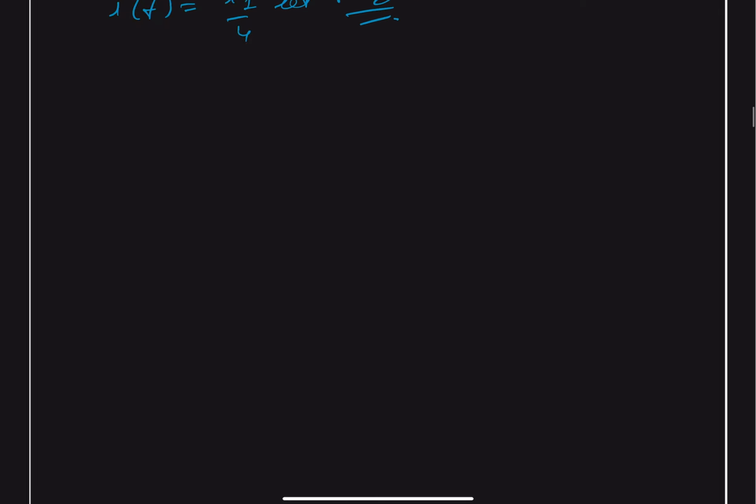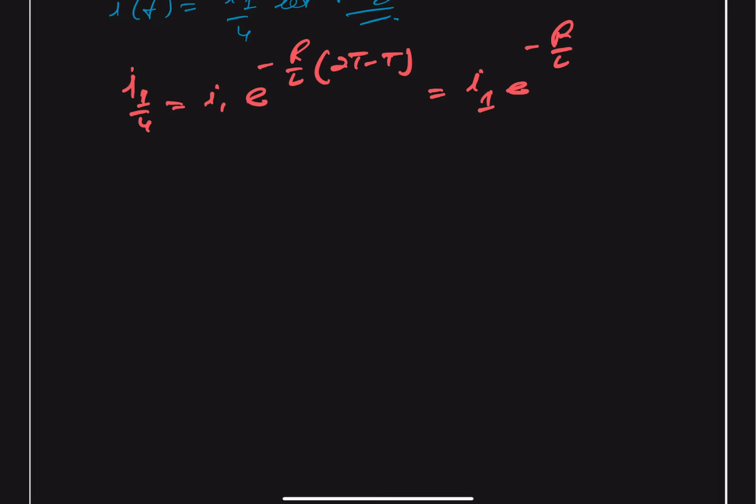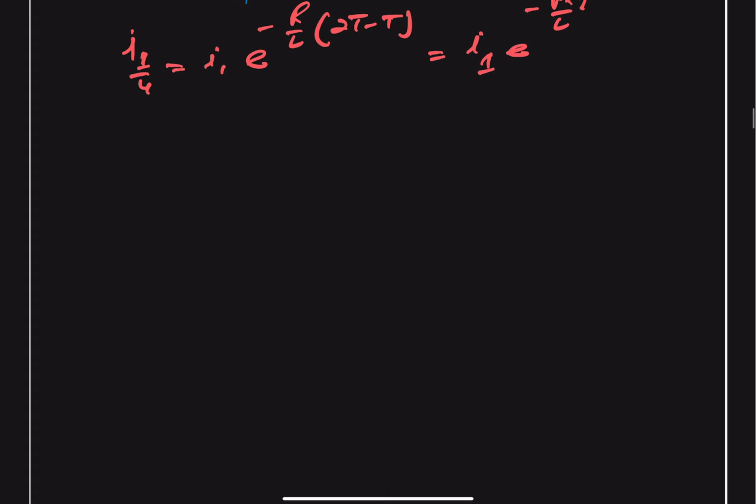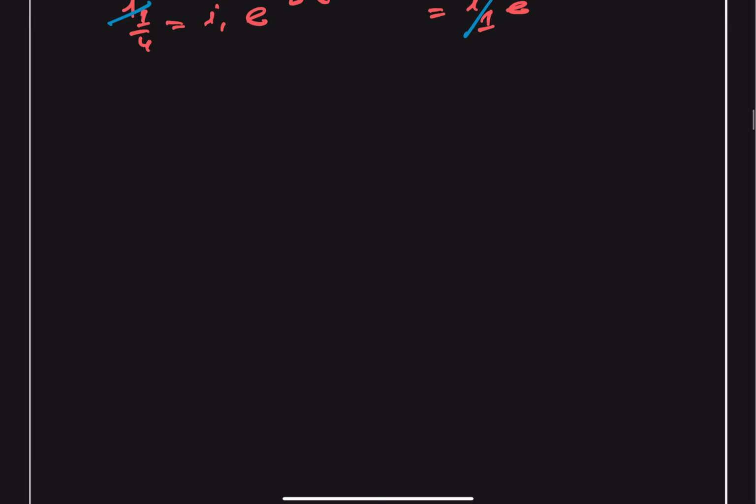So we substitute the values. We get I1 by 4 is equal to I1 e raised to the power minus R upon L times (2T minus capital T), which can be written as I1 e raised to the power minus R upon L multiplied by capital T. Here I1 and I1 cancel out, so we get 1 upon 4 is equal to e raised to the power minus R upon L T. If we take natural log both sides, natural log of 1 by 4 is equal to minus R upon L times T.